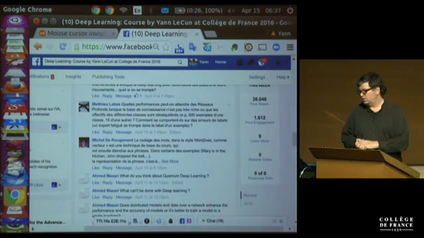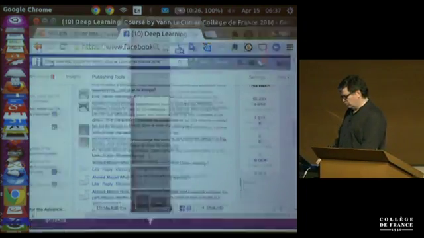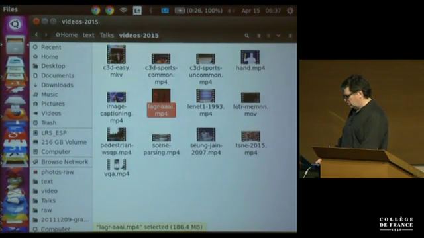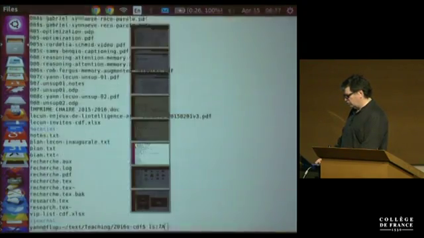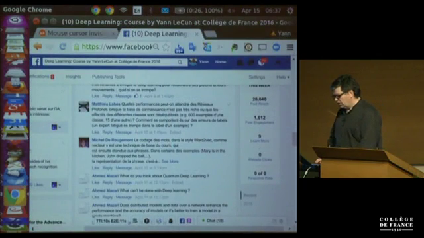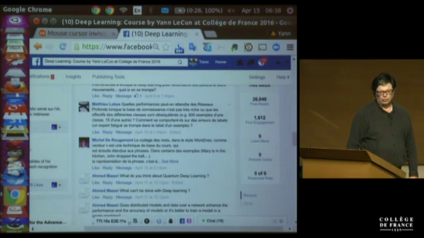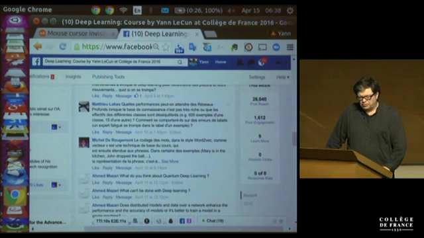It works well. A good demonstration of that is in a Facebook system. I don't know if I have a video on that. I don't think so. No videos on that, unfortunately. But you can find it everywhere on Facebook.